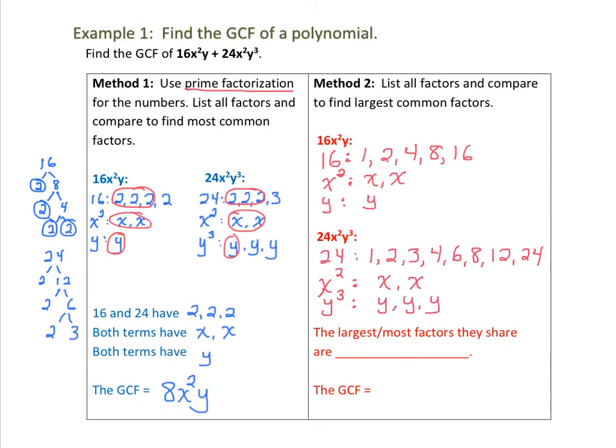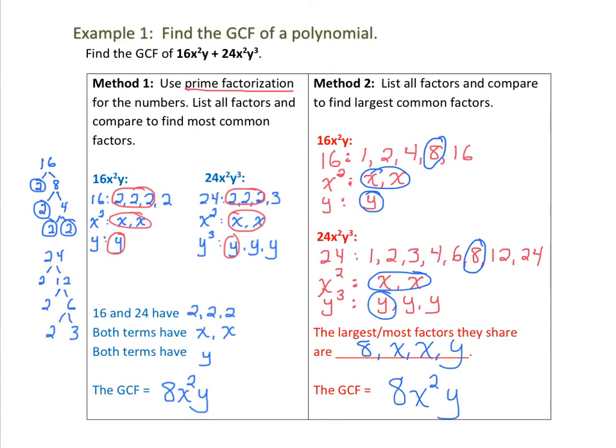The largest factors that they share in common are, if we look at the numbers first, the largest number they share in common is 8. They also share a 4, a 2, and a 1 in common, but we want the biggest one. They share 2 x's in common and 1 y in common. So we put these together to form our greatest common factor, which is 8x squared y, which is the same as what we got in method 1.